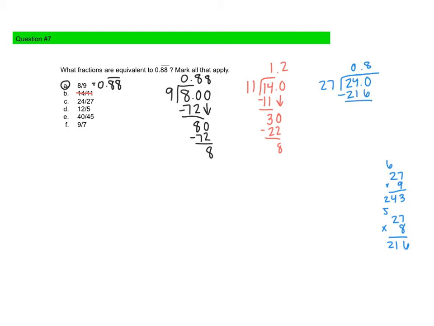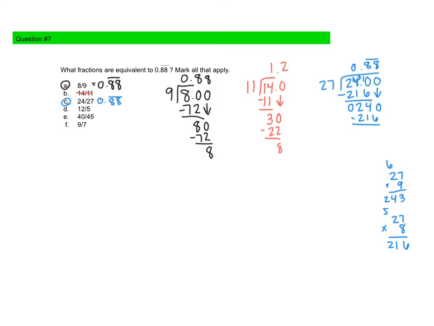I do my subtraction, borrow from my 4. 10 take away 6 is 4. 3 minus 1 is 2. 2 minus 2 is 0. Bring down my next 0. And I'm back at 240 again. So we know that 27 goes into 240 again 8 times. And you can see that this is going to keep repeating, right? So C is one of my answers.